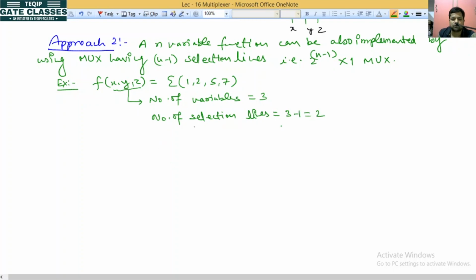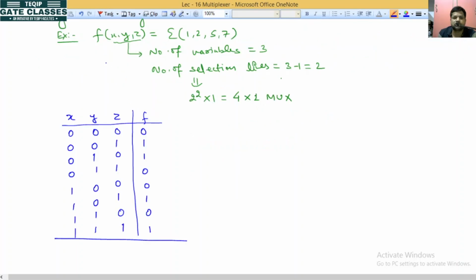Okay, so which mux is it? 2 to the power 2 cross 1 mux, that is 4 cross 1 mux. So this is the truth table of this function. Here we can group pairwise. I want to group this pair. Okay? Now I am going to place one line here.